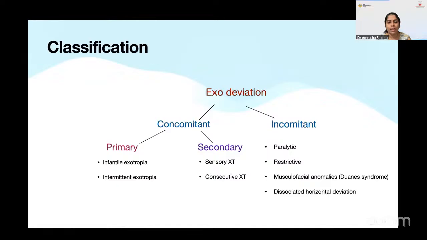Broadly, we can classify exodeviations as concomitant and incomitant exodeviations. In the concomitant exodeviations, we have primary exotropias and secondary exotropias. In the primary exodeviations, we can further divide into infantile exotropias and intermittent exotropias. In the secondary exodeviations, we have sensory exotropias, consecutive exotropias, and an added one, residual exotropia. These are all the secondary exodeviations. In the incomitant deviations, we have paralytic exodeviation, restrictive exotropias, musculofacial anomalies, the most important among them being Duane syndrome, and the dissociated horizontal deviation. Each one of these topics I'll be explaining in detail regarding their presentation, clinical features, and briefly the management of these conditions.